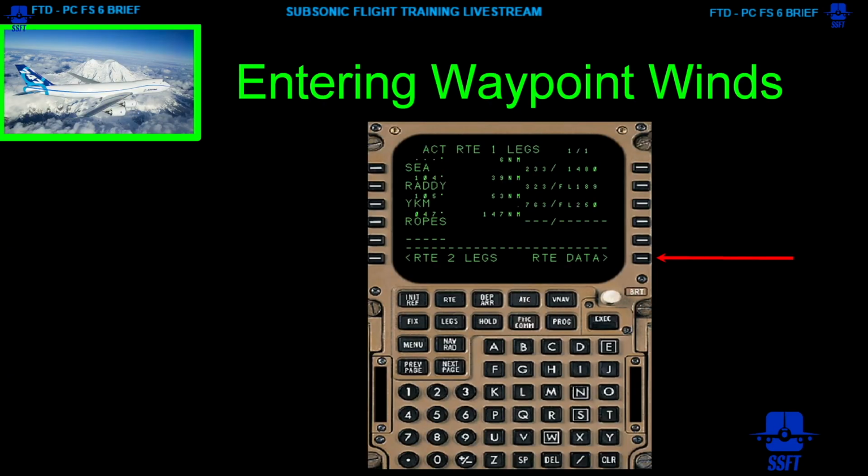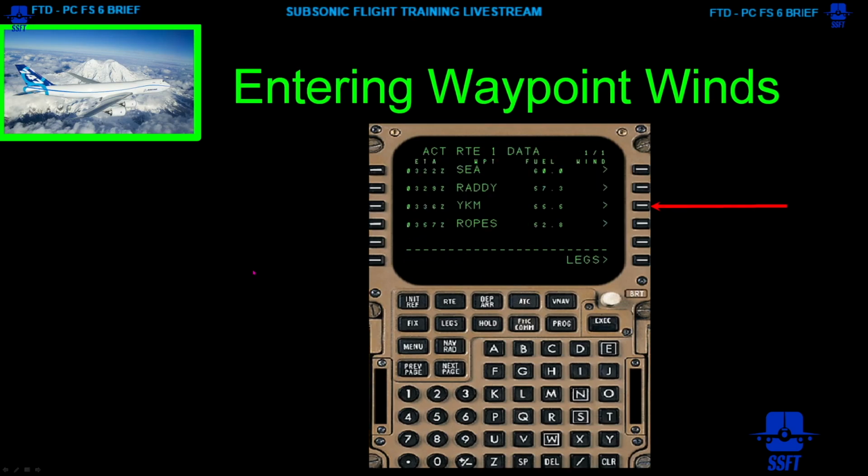Entering waypoint winds. If you have to manually enter these, and again, we talked about that you could request these from your dispatch, and if they have the capability to uplink your route, uplink your performance, they can also uplink all the winds. All you have to do is basically push a button and confirm, and it uplinks everything. But if you have to enter them manually, off of the legs page there's a route data prompt. And again, the caret means if you push that, you'll get the route data page. So if we go ahead and push that, we will get the active route 1 data page.